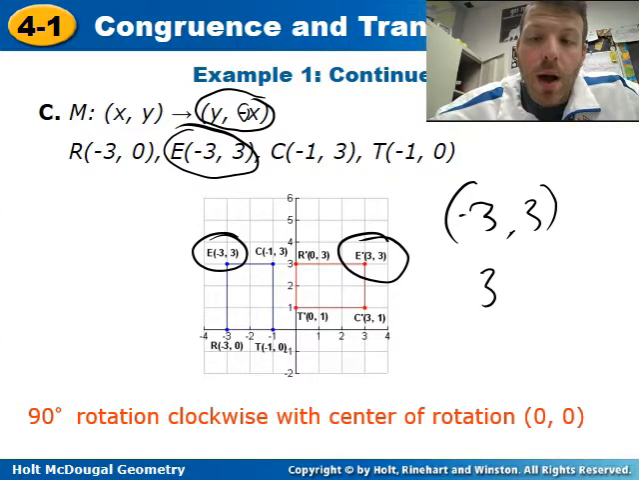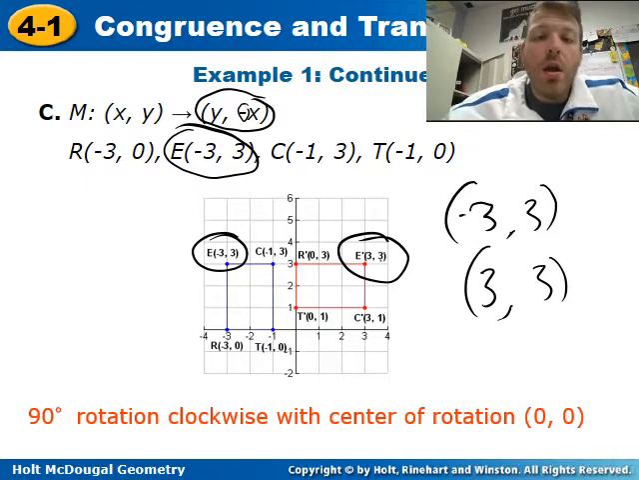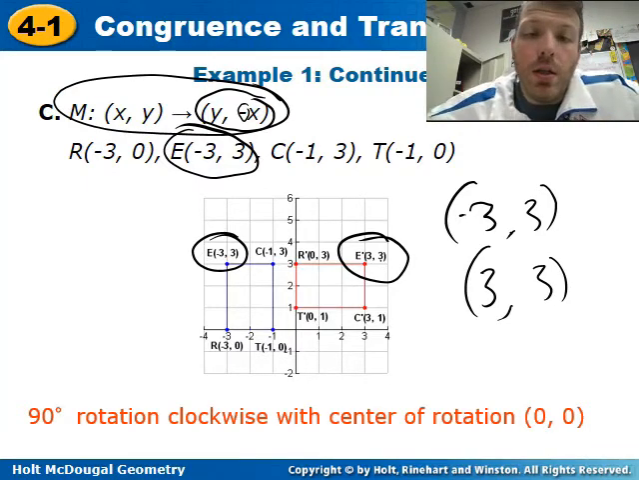So I'm going to put my y in the same position as my x and my x in the same position as my y. And then I'm going to change the sign on x. So now it becomes 3, 3. And there it is, 3, 3. This rule is the rotation.